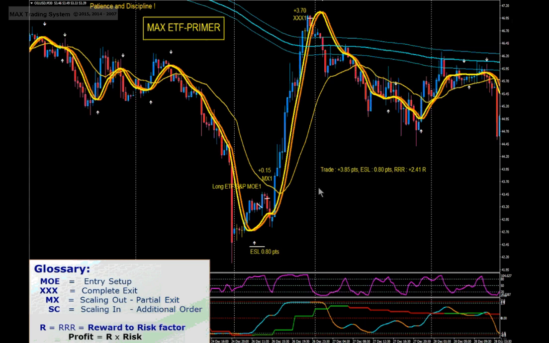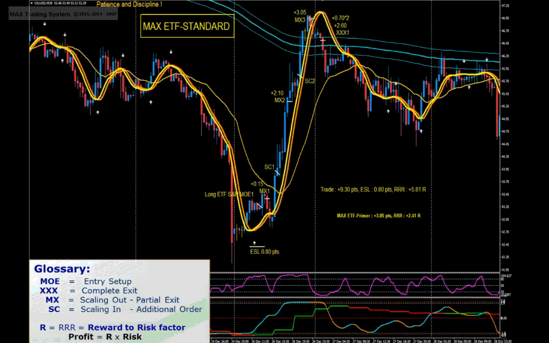This example in particular shows the crude oil, with the 30-minute time frame, and we have an example of a long trade which has exactly the same structure: one entry, two exits with the Max ETF Primer, and one entry, several scale-ins, several momentum exits, and one final exit if we use the Max ETF Standard, containing the scaling technique. And you can see the difference in the reward to risk ratio.